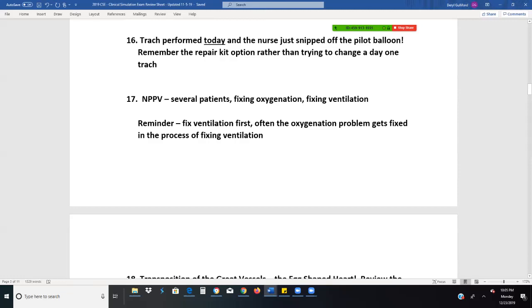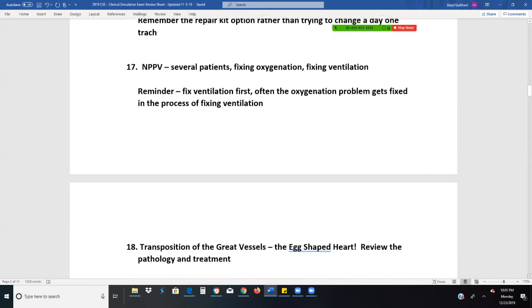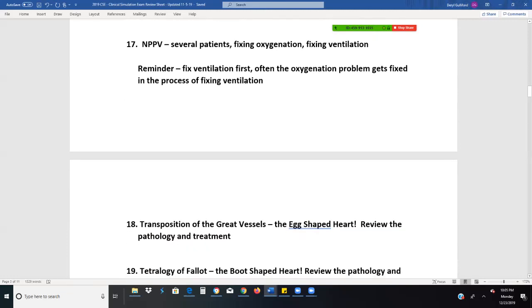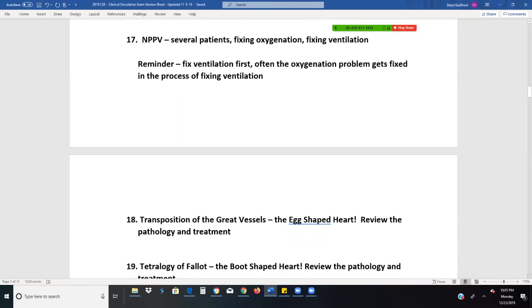NPPV, fixing oxygenation, fixing ventilation. Here's a key concept, folks. Fix ventilation first. Often the oxygenation problem gets fixed in the process. Better ventilation, the oxygenation improves on its own.